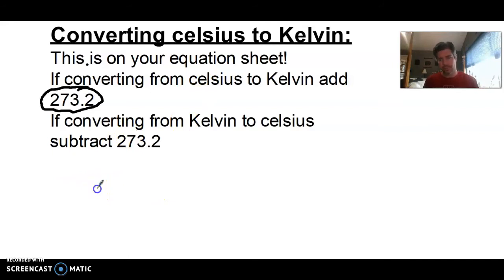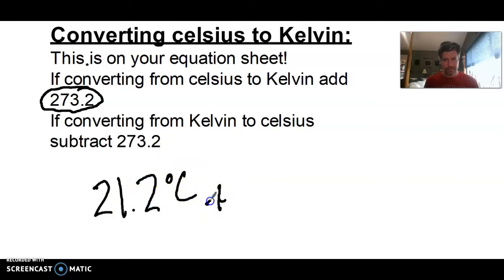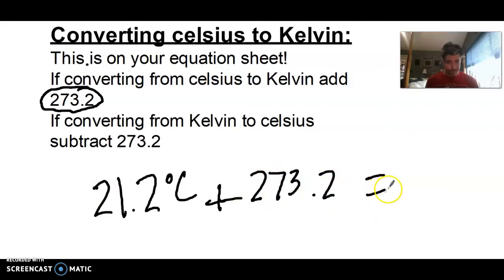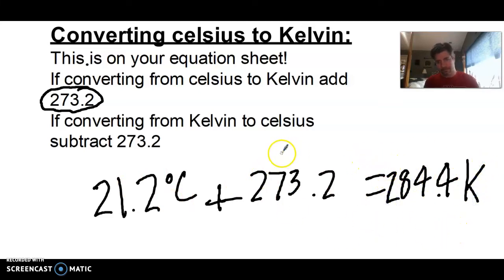Okay, so if you have something like 21.2 degrees Celsius and you want to change that to Kelvin, you just add 273.2, and that will give you Kelvin. So that'd be what, 294 Kelvin, and there's no degree sign on Kelvin. If you're going from Kelvin to Celsius, then you would just subtract. So it's on the same scale, but a different part of it. Okay, and so you must change it to Kelvin.